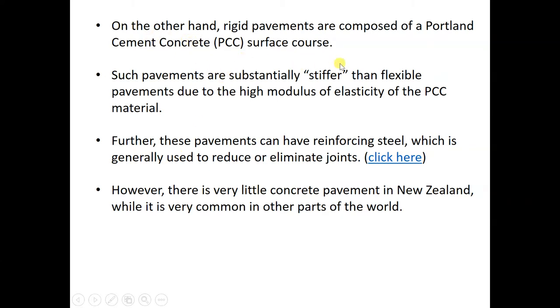On the other hand, the rigid pavements are composed of a Portland cement concrete surface course. The rigid pavement is substantially stiffer than the flexible pavement due to the high modulus of elasticity of the PCC material. So the concrete slab, you can just imagine, in a building, it is very rigid. It cannot deflect like the asphalt. So it's much stiffer. Further, this pavement can have reinforcing steel, which is generally used to reduce or eliminate joints.